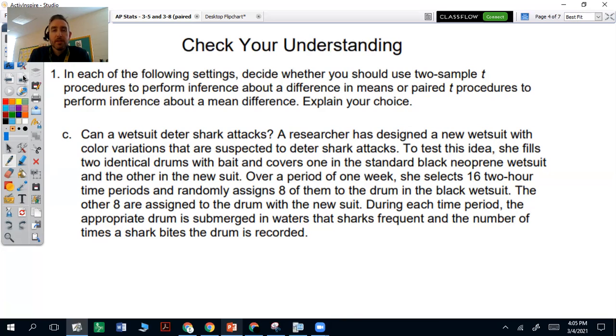During each time period, the appropriate drum is submerged in waters that sharks frequent, and the number of times a shark bites the drum is recorded. Pause to think which one that would be.